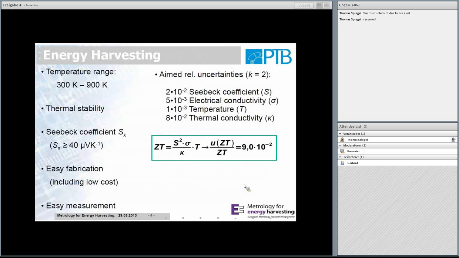So every good project has some aims. And what were the aims in the beginning of the project? We wanted to have a temperature regime from 300 to 900 Kelvin. And, which is obvious, the chosen material should be thermally stable in this temperature regime. Connecting to the ZT value, the so-called dimensionless figure of merit, we need at least a Seebeck coefficient of 14 microvolts per Kelvin. And altogether, the material should be easily fabricated, which also includes being of low cost. And the measurement system and the measurement equipment should allow an easy measurement, because you don't want to have a complex machine.